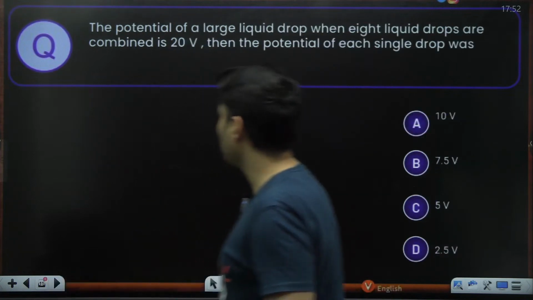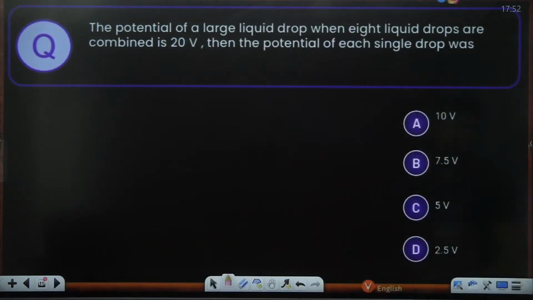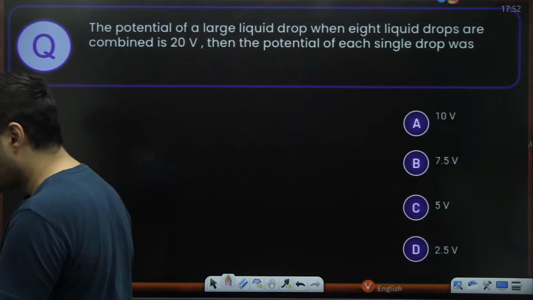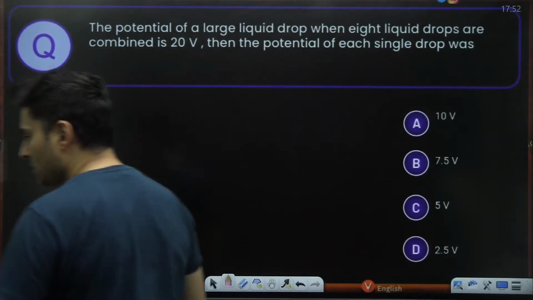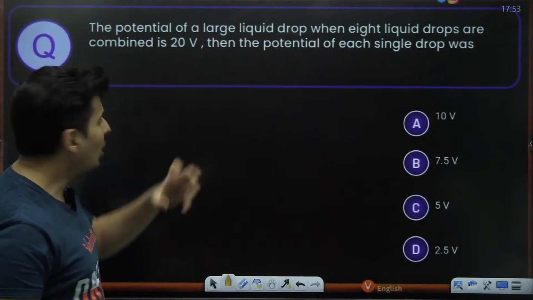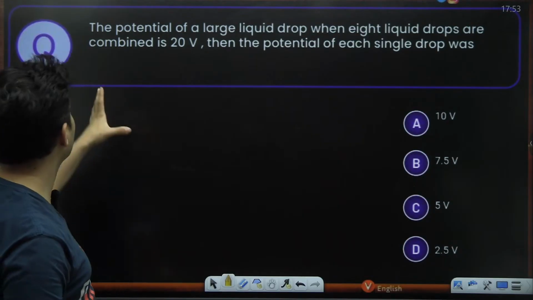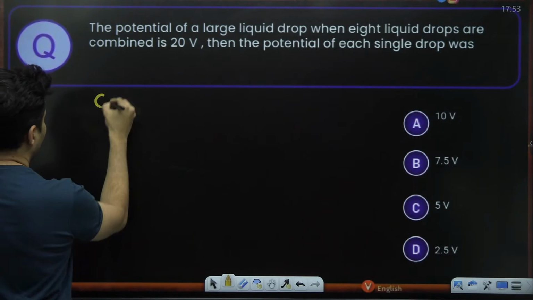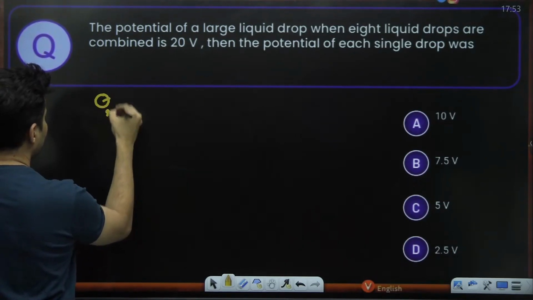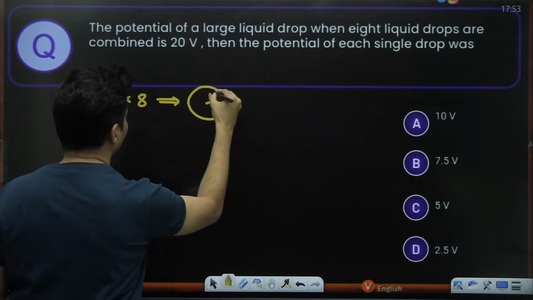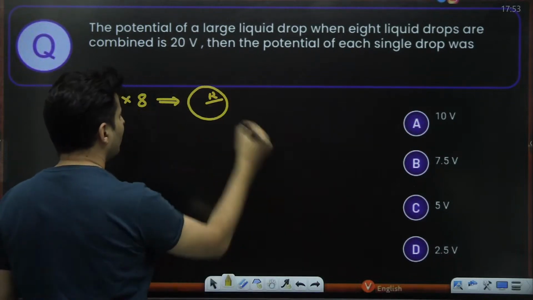Okay. Coming to the next question on your screen. Potential of a large liquid drop, when 8 liquid drops are combined, is 20 volts. Then the potential of each single drop is how much? Come on. So how do we do this? Think about it. The drops are combining and you are getting 20 volts, then the potential of each single drop. See guys, if there are small spheres, each of radius r and charge q, and there are 8 such things, and they are giving you a big sphere of radius R, what will be the charge on it?